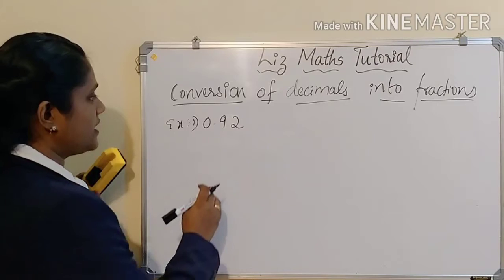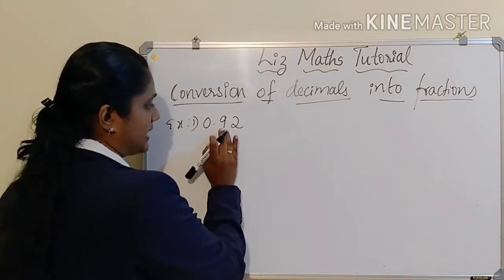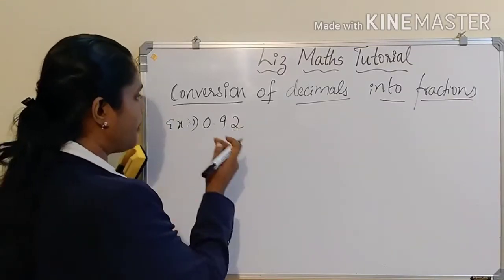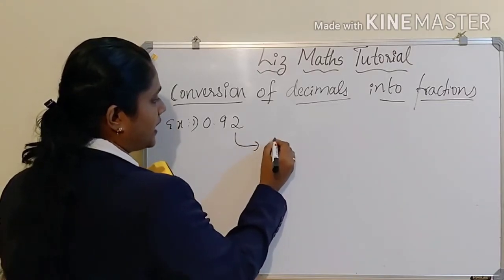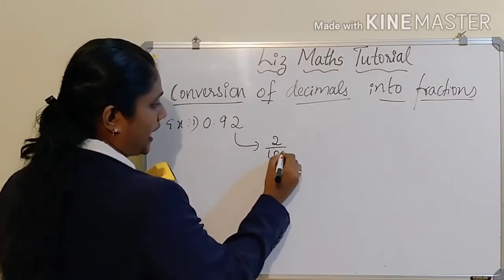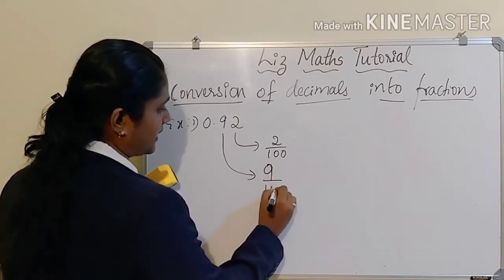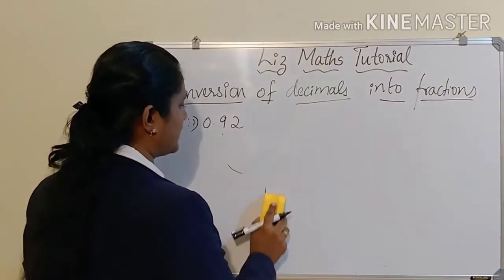See here, what is the place value of 0 here, and here tens, and you can see here hundreds. So write it in the form of that way. So this we can write as 2 by 100, and this you can write as 9 by 10, isn't it? So how do you go for this?